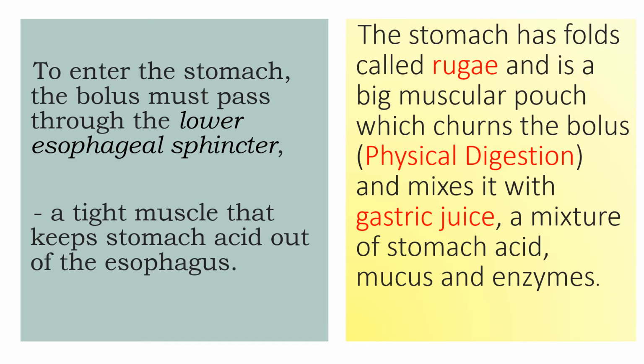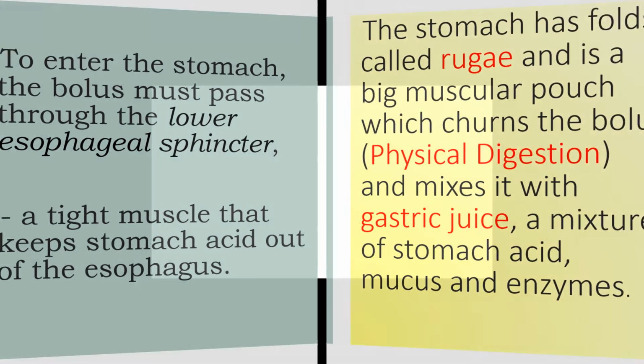To enter the stomach, the bolus must pass through the lower esophageal sphincter. It is a tight muscle that keeps stomach acid out of the esophagus. The stomach has folds called rugae. It is a big muscular pouch which churns the bolus and mixes it with gastric juice, a mixture of stomach acid, mucus, and enzymes.